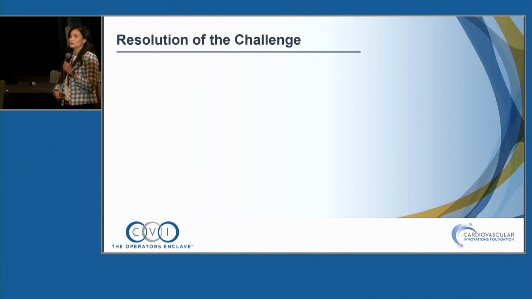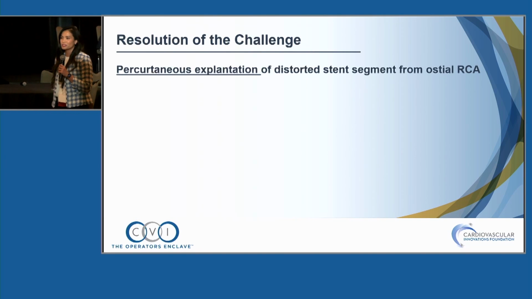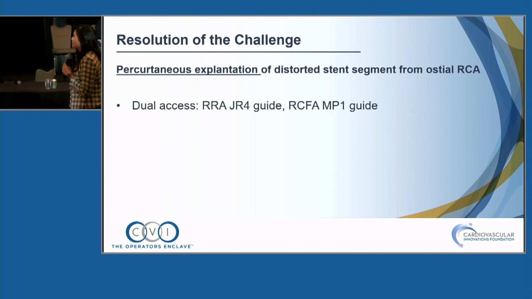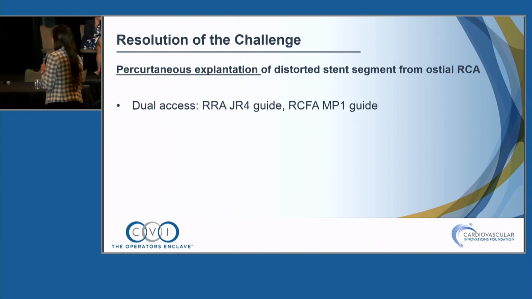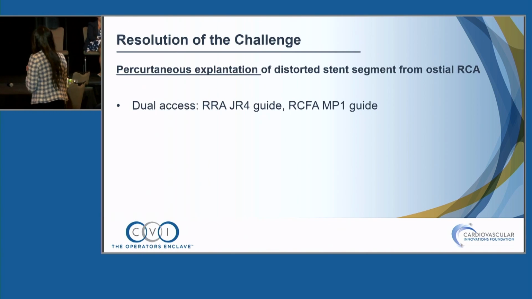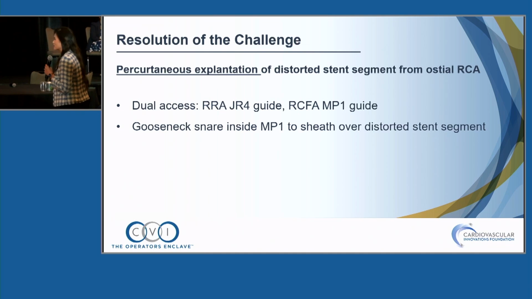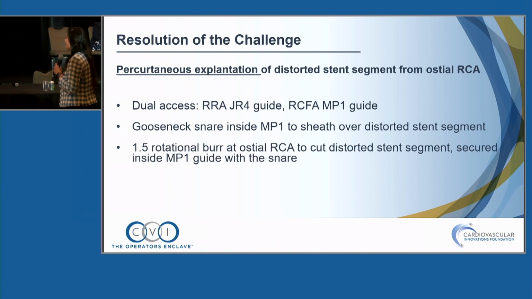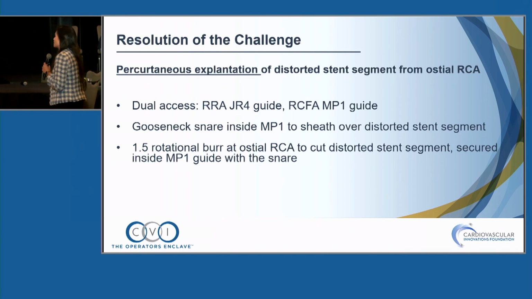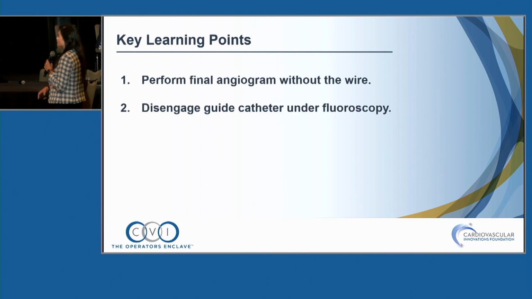So to conclude, the resolution of our challenge was a percutaneous explantation of the distorted stent segment from the ostial RCA that involved dual access with a JR4 guide from the right radial and MP1 guide from the right common femoral, a gooseneck snare inside the multipurpose guide to sheath over the distorted stent segment, and then, as safely as possible, a 1.5 rotational burr at the ostial RCA to cut the distorted stent segment, securing it inside the MP1 guide with the snare. There are 4 key learning points from this case, the first 2 of which are related.